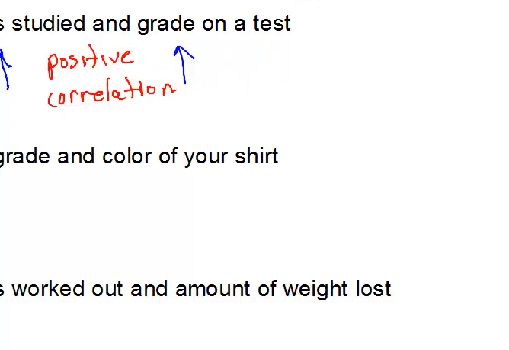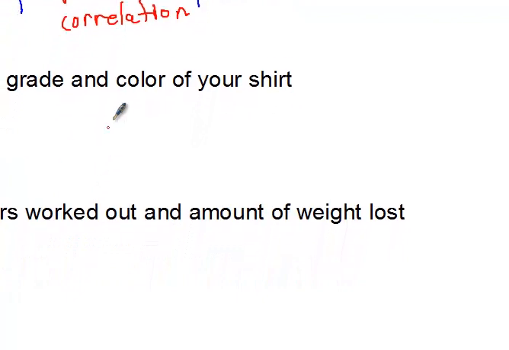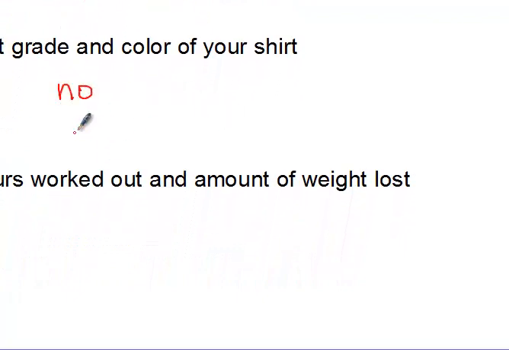Okay. Test grade and the color of your shirt. Well, if you think about it, the color of your shirt and your clothes really don't have any bearing on how smart you are or how much you studied. So really, the test grade and the color of your shirt have no correlation. They're two variables that have no real significance or relationship between the two of them.